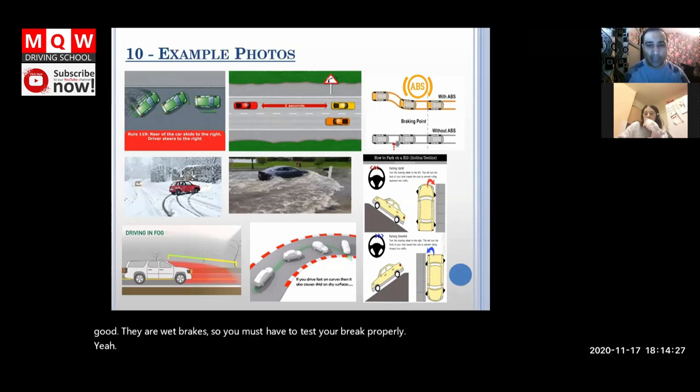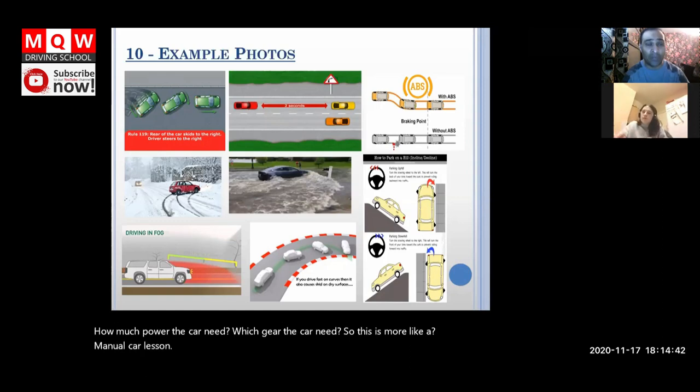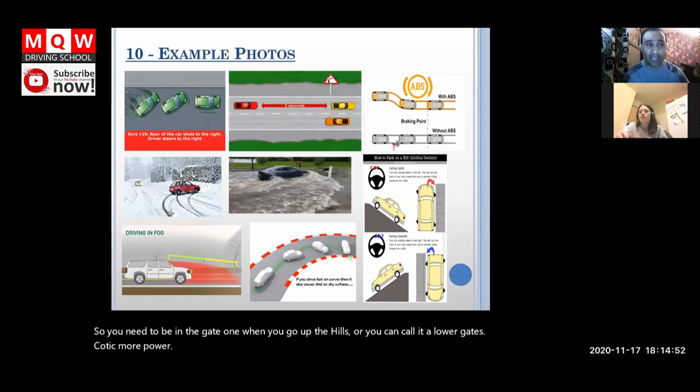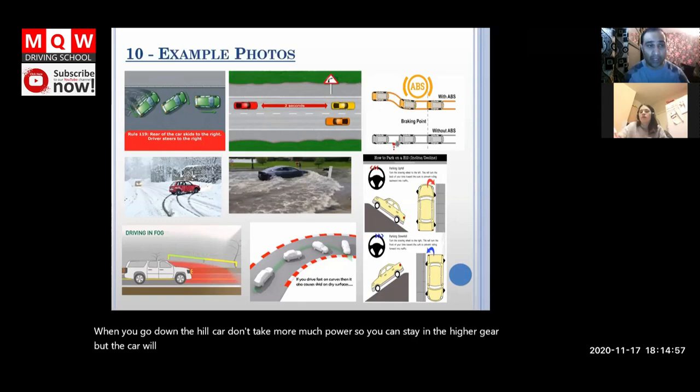Okay, the next picture, when you drive uphill and downhill, how much power the car needs, which gear the car needs. This is more like a manual car lesson. You need to be in gear one when you go up the hills, or you can call it the lower gears. The car takes more power going up. When you go down the hill, the car doesn't take much power, so you can stay in a higher gear, but the car will be fast. You must cover your brake for downhill. But keeping the brake on for too long downhill can make the brake too warm or hot.